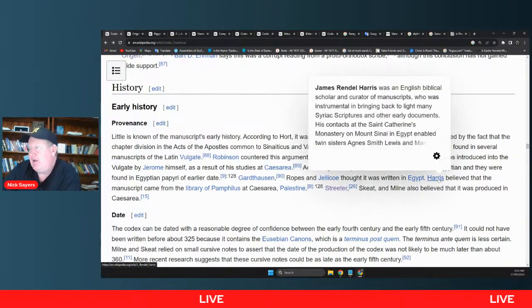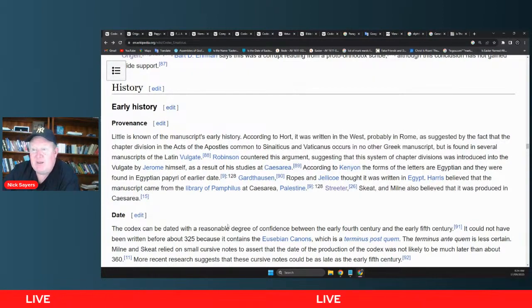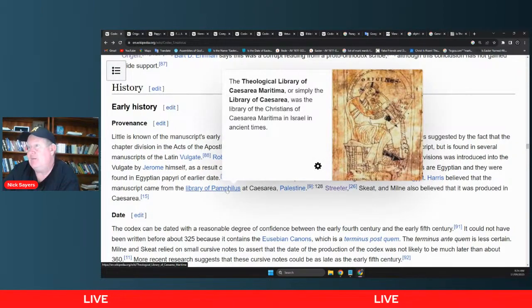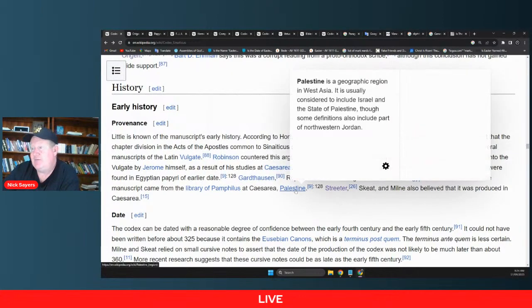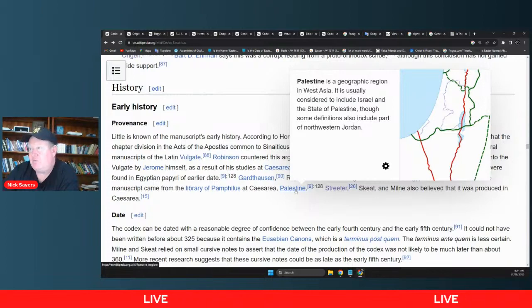Harris. So all different types of people. He was an English biblical scholar and curator of manuscripts. So he believed that the manuscript came from the library of Pamphilius at Caesarea. So the theological library of Caesarea Maritima, or simply the library of Caesarea, was the library of the Christians of Caesarea in Israel in ancient times. And so that was in Palestine, or what would be called Israel.